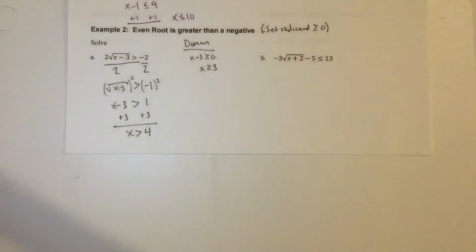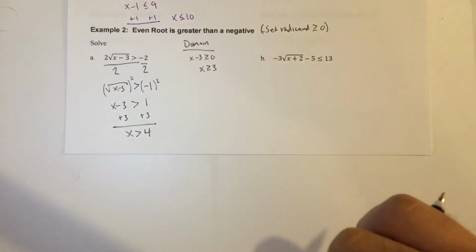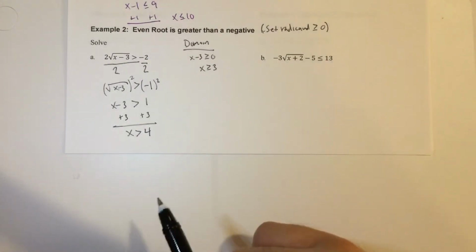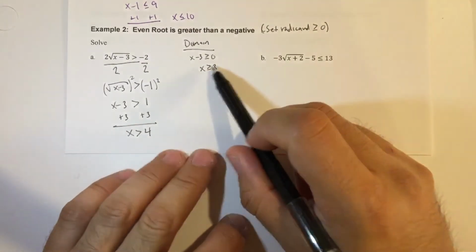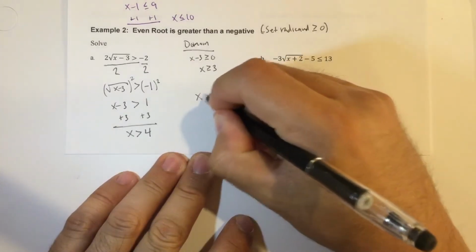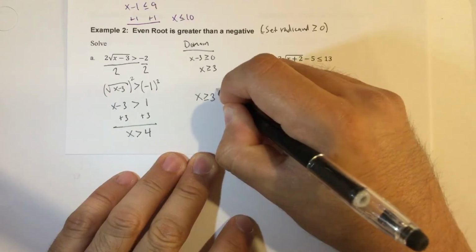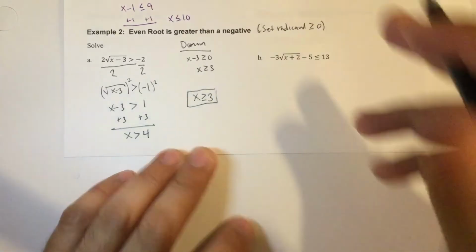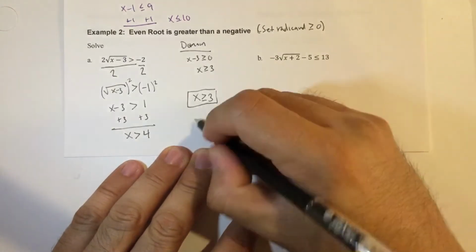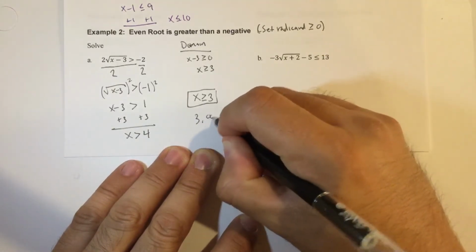Now, when we compare this to our domain, the one that yields to be true is x is greater than or equal to 3, so all the solutions are contained actually in x is greater than or equal to 3. So therefore, our solution for this one is actually going to be x is greater than or equal to 3. If you like interval notation, you can say that it's going to be from 3 to infinity.